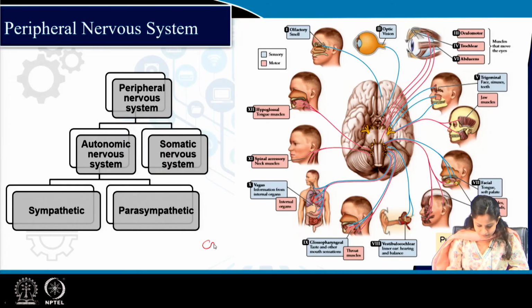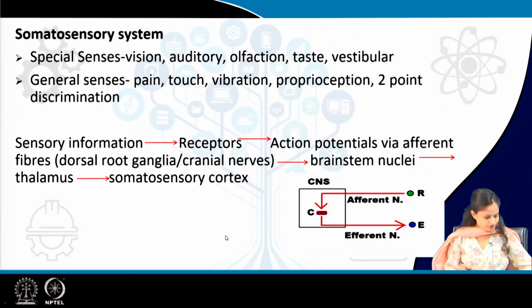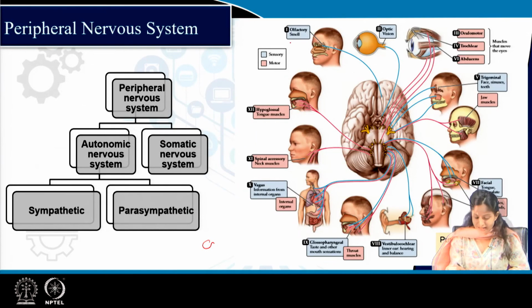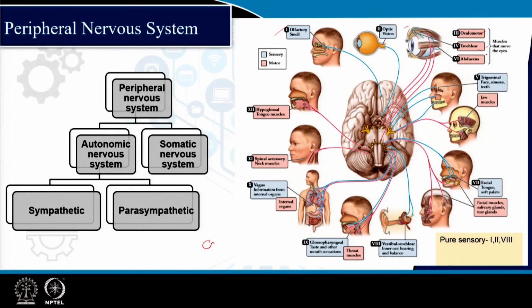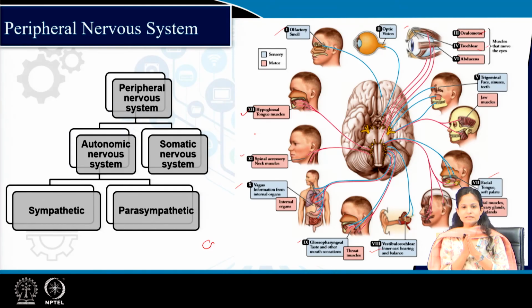So these are the cranial nerves. In cranial nerves, what happens? You have 12 pairs of cranial nerves. You can see olfactory, optic, oculomotor, trochlear, abducens, trigeminal, facial, vestibulocochlear or auditory, glossopharyngeal, vagus, spinal accessory and hypoglossal. So there are 12 pairs of cranial nerves mainly responsible for the head and neck movements and the eye movements.